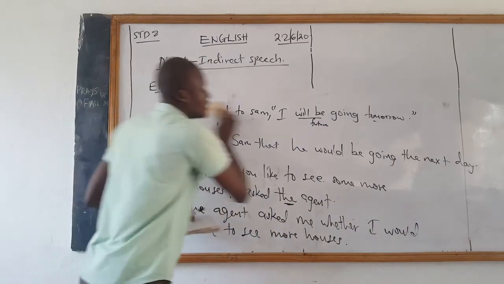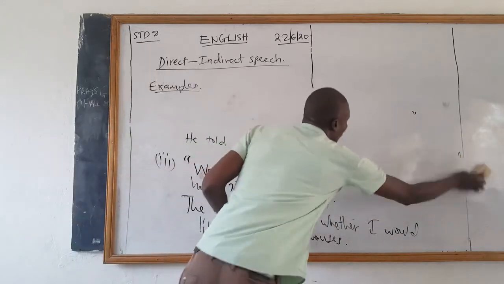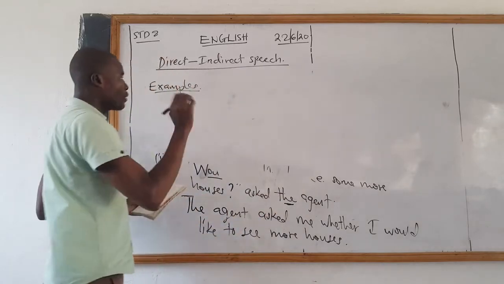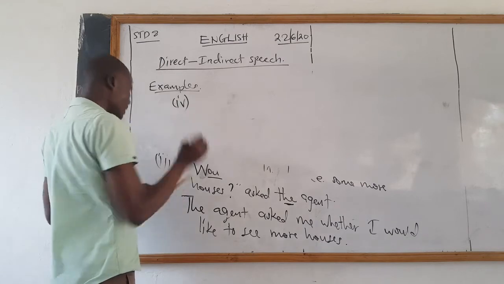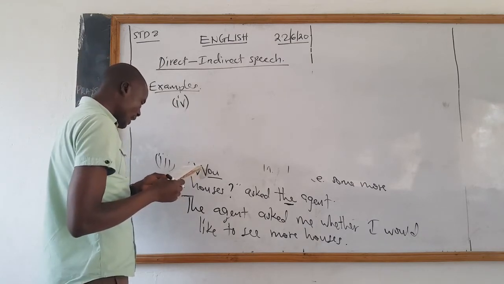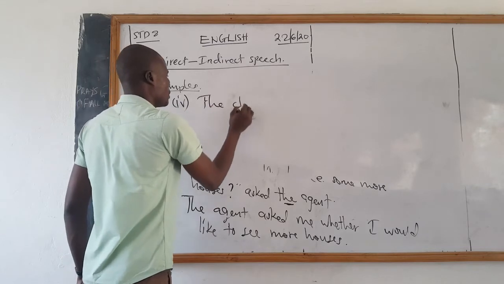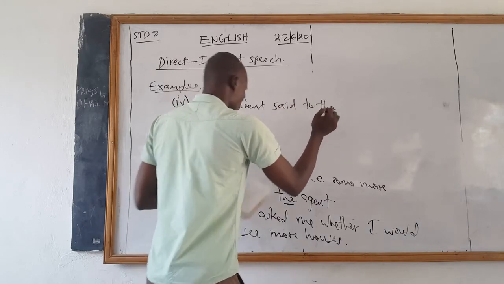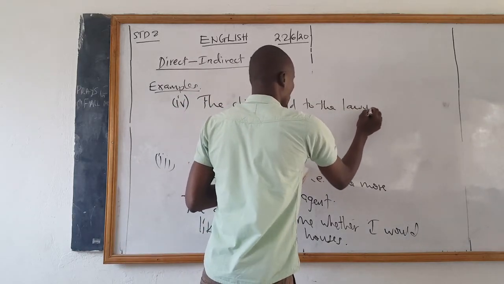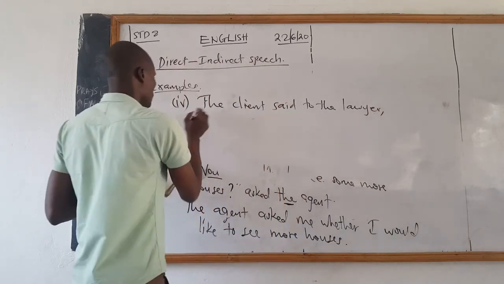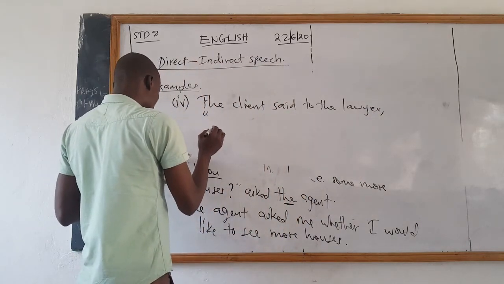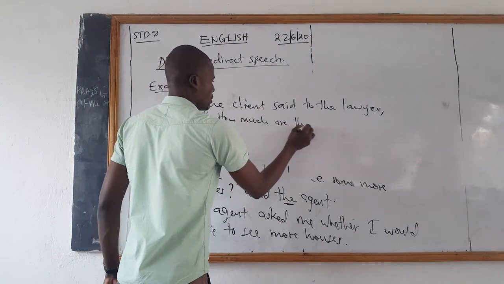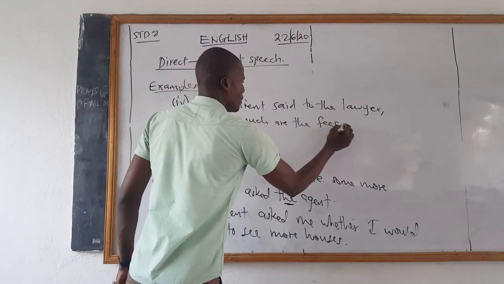Then I'll go to maybe our second last example. I'm not going to give more. And remember, learner, we must look at the tense of the sentence. Another one is this one. The client said to the lawyer, "How much are the fees?"